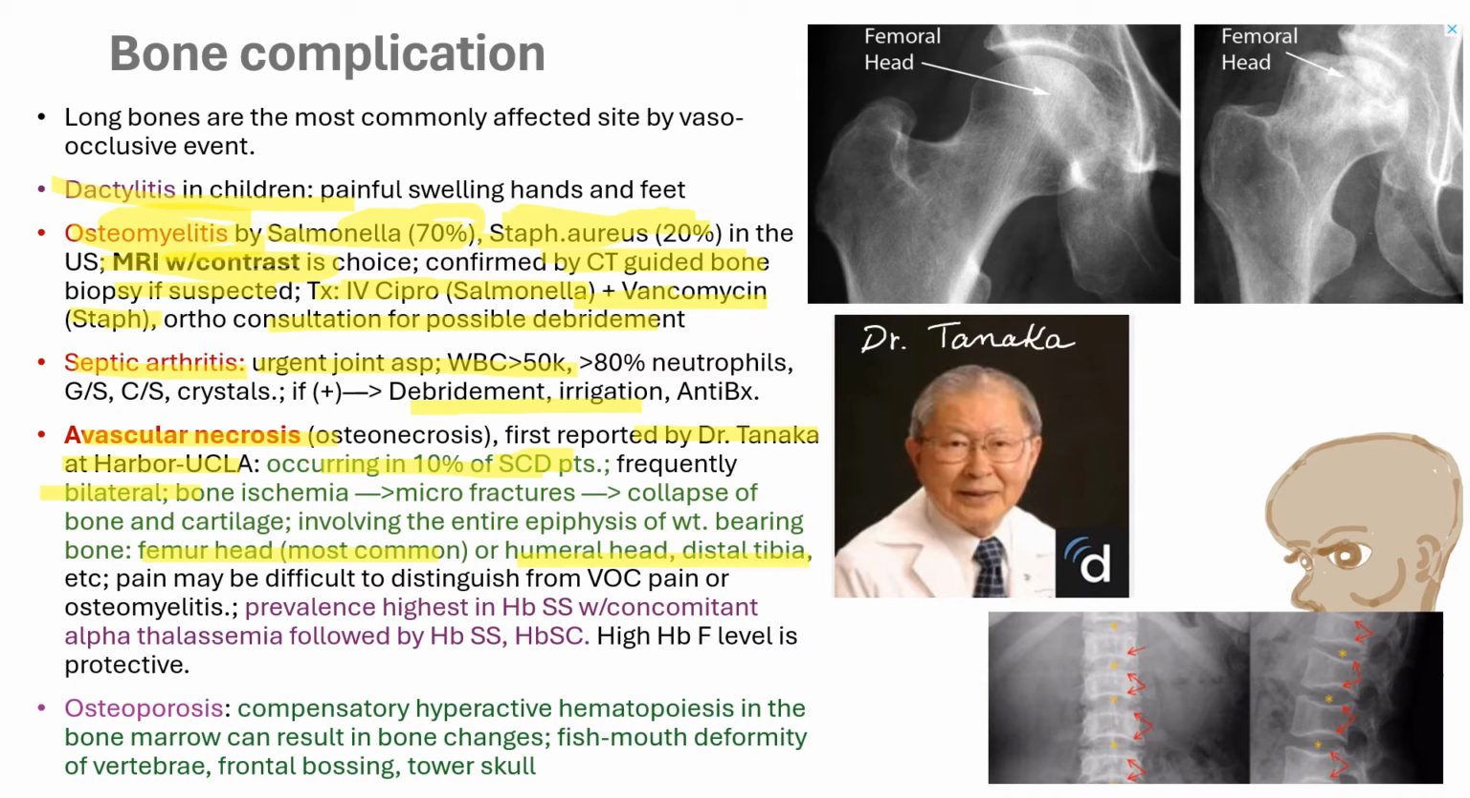The prevalence is highest in sickle SS disease with a concomitant alpha thalassemia, followed by pure SS disease, hemoglobin SC disease. And the hemoglobin F level is protective, as we understand. Osteoporosis also commonly occurs, and the compensatory hyperactive hematopoiesis in bone marrow can result in fish mouth deformity in the vertebra and frontal bossing. And this is the femoral head avascular necrosis.